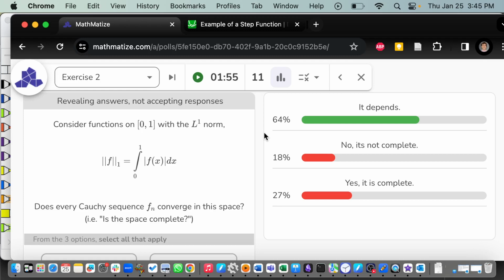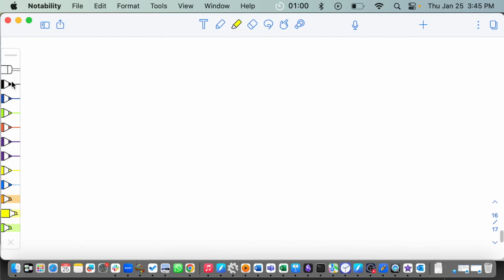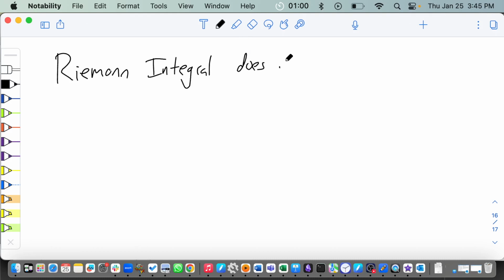Okay? So let me give you the one example. This will be the last thing we do today, which is the reason the Riemann integral is not good enough for what we want to do. So the Riemann integral does not respect limits. This is the problem with the Riemann integral: it's not complete. You're going to have sequences that you want to converge. They're going to be Cauchy, and there's going to be no limit that works anytime you're using the Riemann integral.